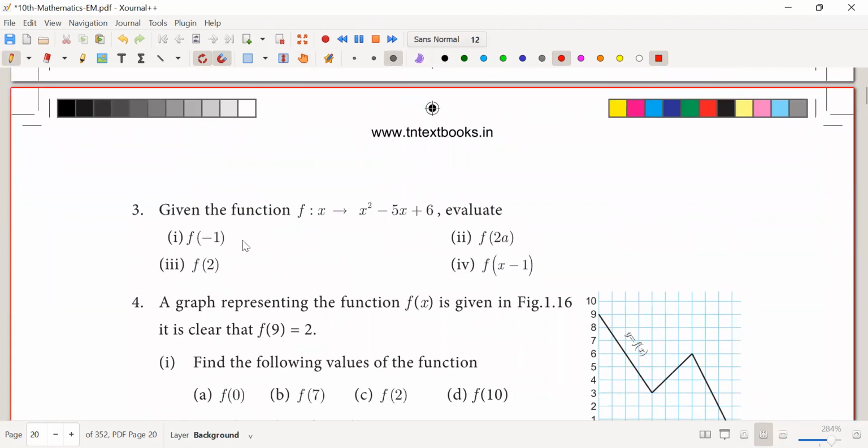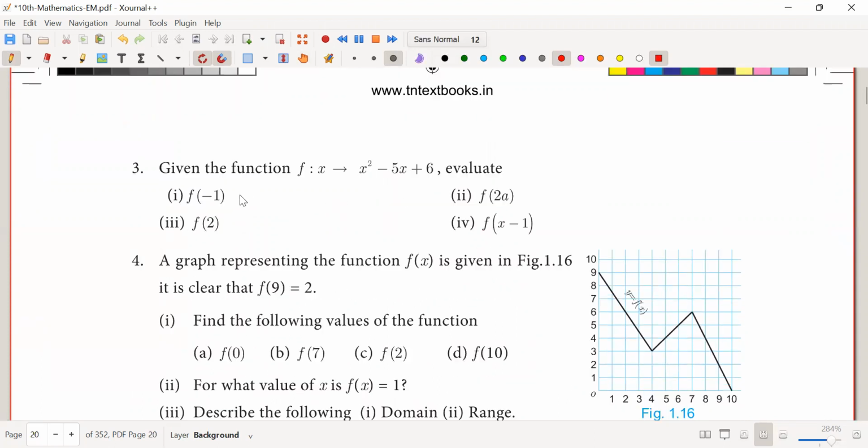Then when I substitute minus 1, what would I get? 2a, what would I do?